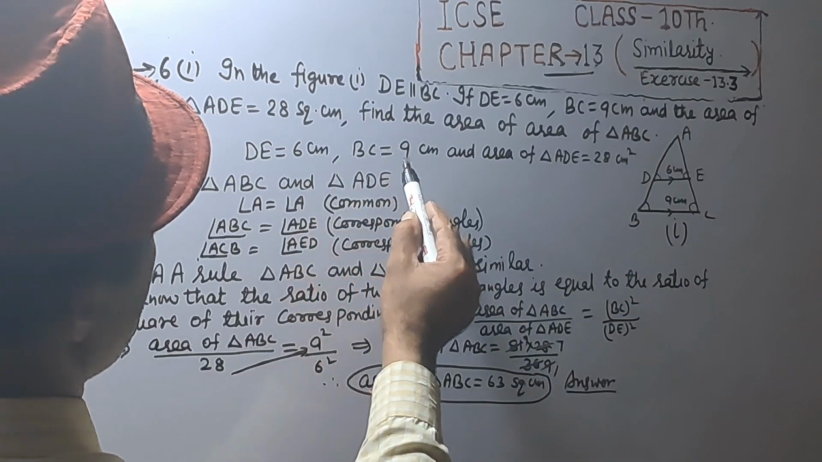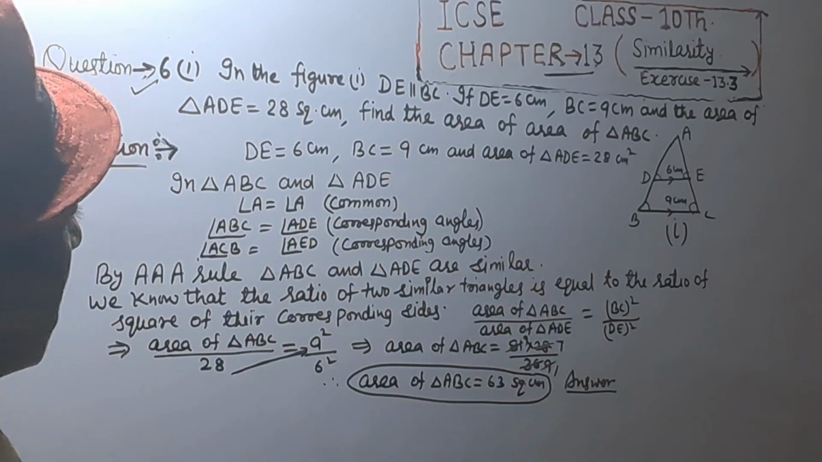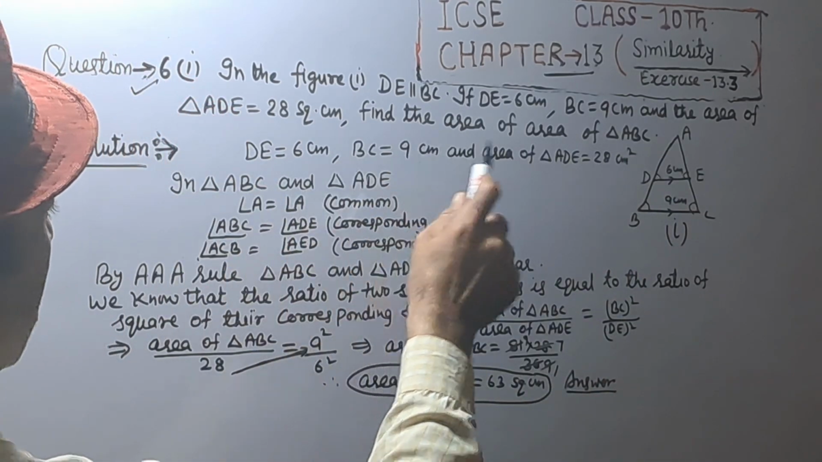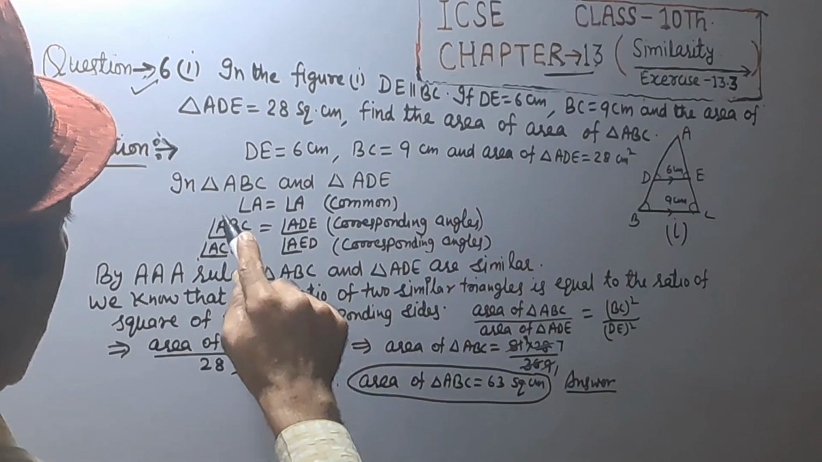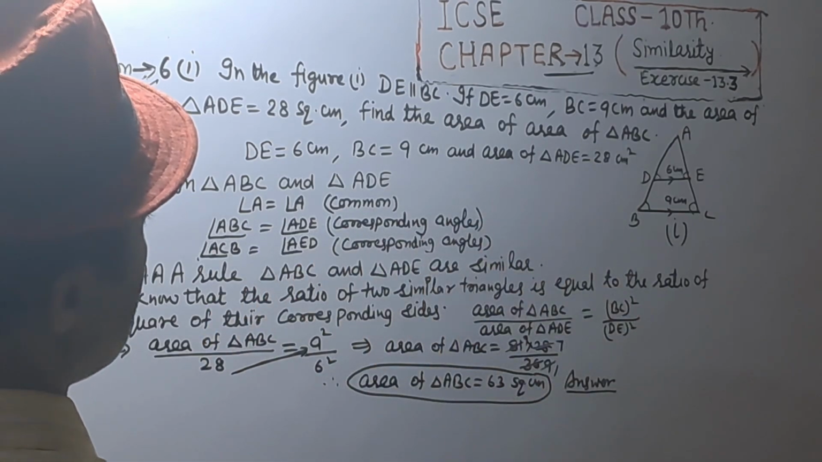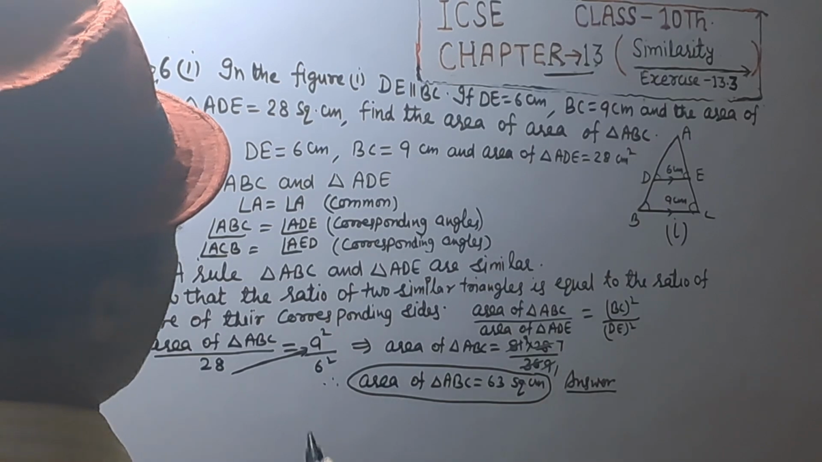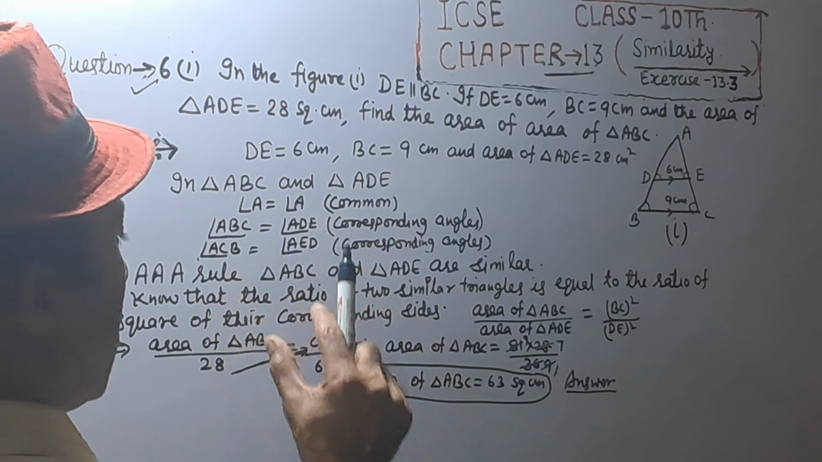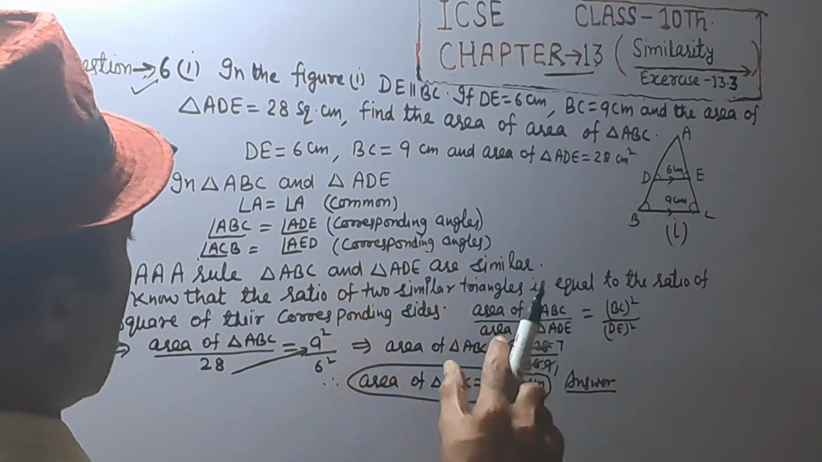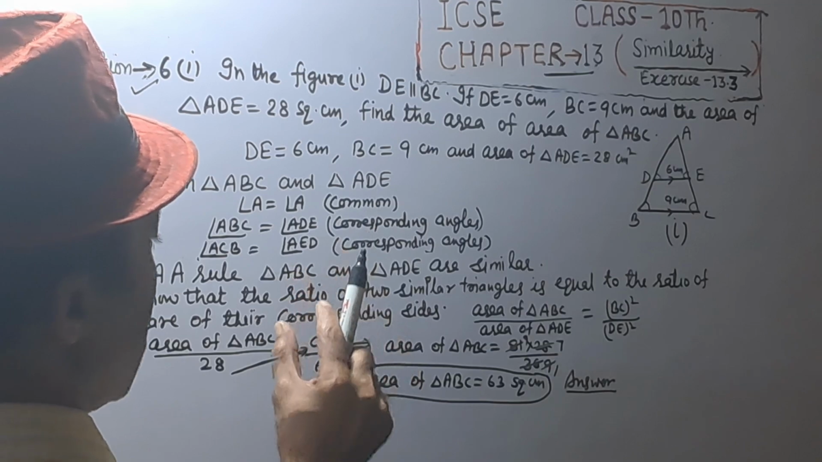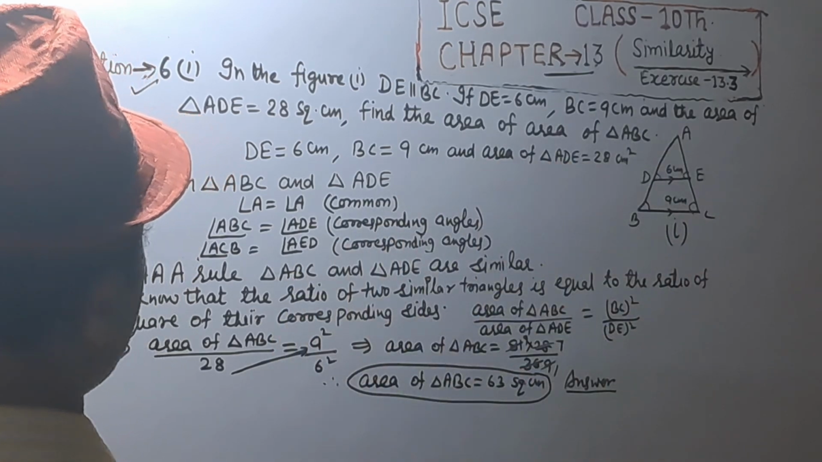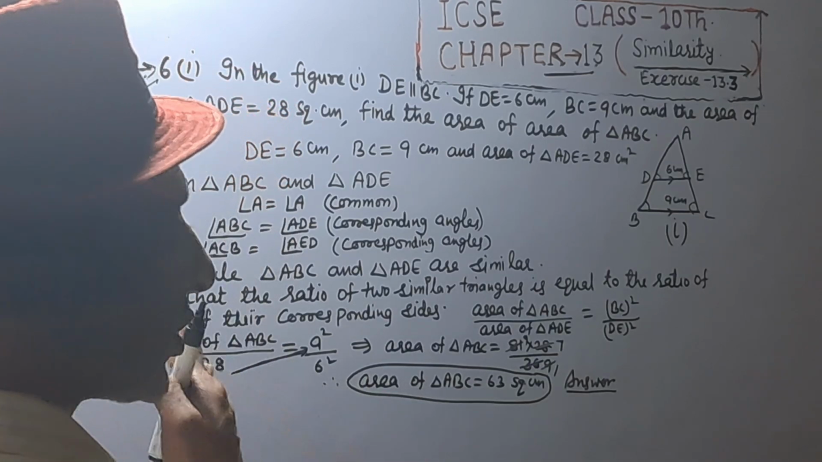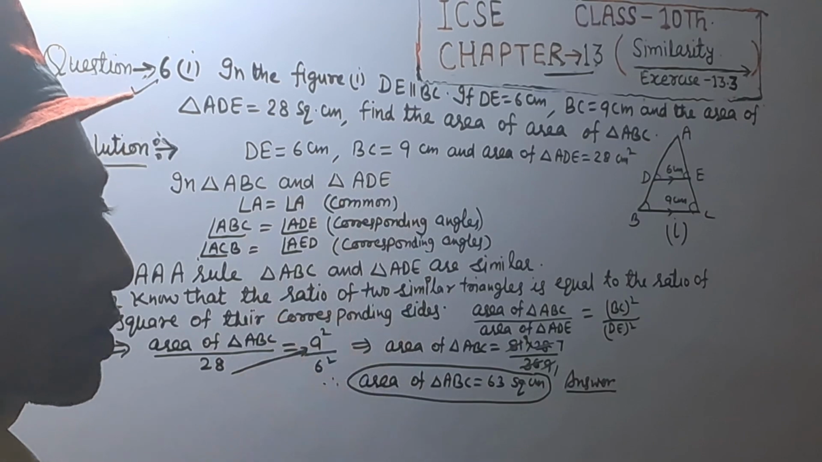Given DE is equal to 6 centimeter, BC is equal to 9 centimeter and area of triangle ADE is 28 centimeter square. In triangle ABC and triangle ADE, angle A common, angle ABC is equal to angle ADE, that is corresponding angles, and ACB is equal to AED, that is also corresponding angle. So by AAA rule, we get triangle ABC is similar to triangle ADE, and we know that the ratio of areas of two similar triangles is equal to the ratio of squares of their corresponding sides.